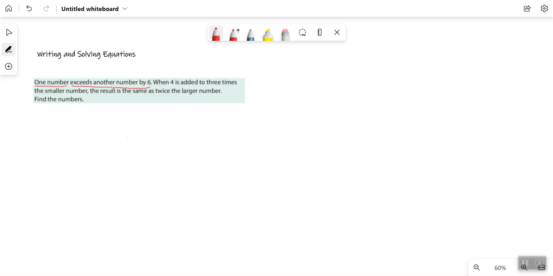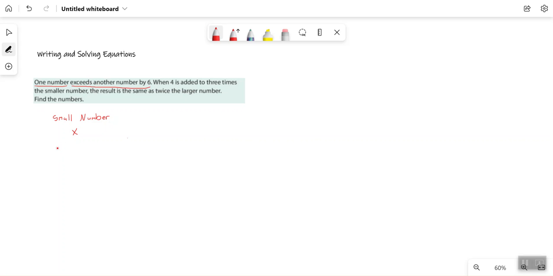So we have these two numbers. That's the first part. Now what you do is you let the number that you're trying to solve be x. We can see here that there's a smaller number and a bigger number. So we let the small number be represented by x. And then it says that this other number exceeds that by 6.